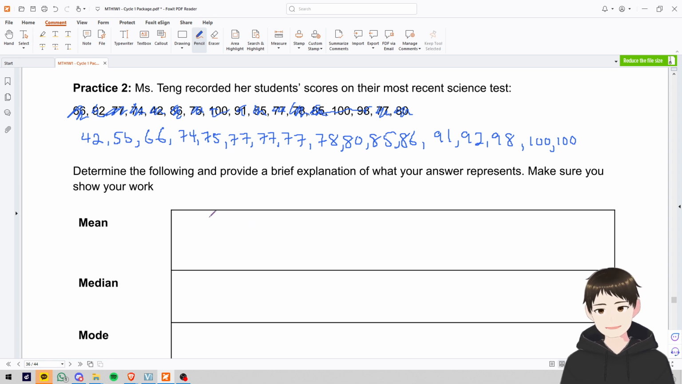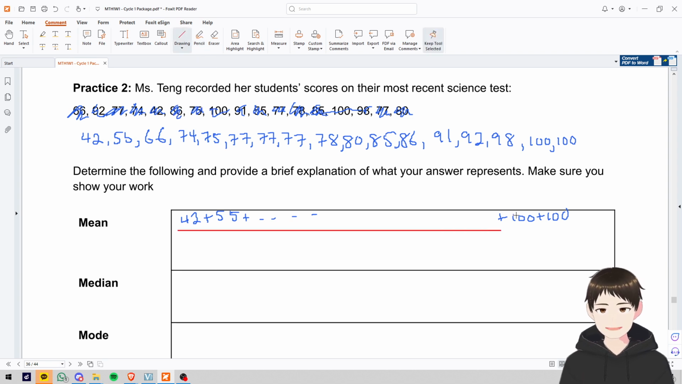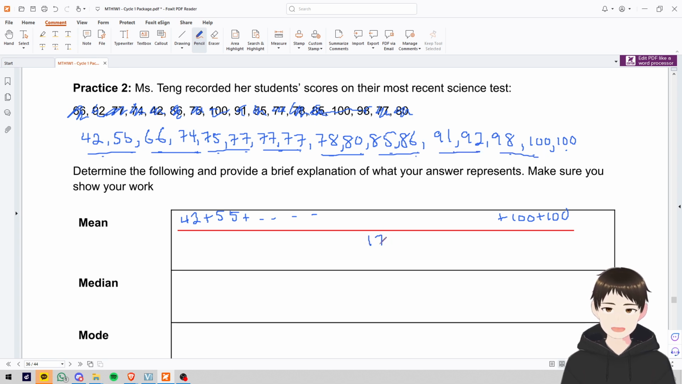Perfect. Mean. So the average is going to be 42 plus 55 plus and so on, plus 100 plus 100, all divided by, how many students is that? 1, 2, 3, 4, 5, 6, 7, 8, 9, 10, 11, 12, 13, 14, 15, 16, 17, all divided by 17.